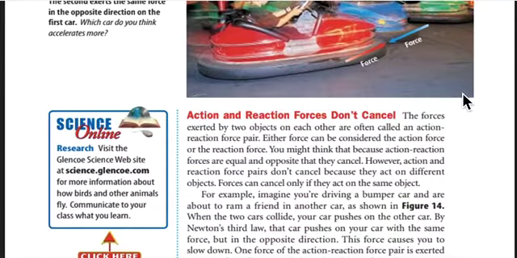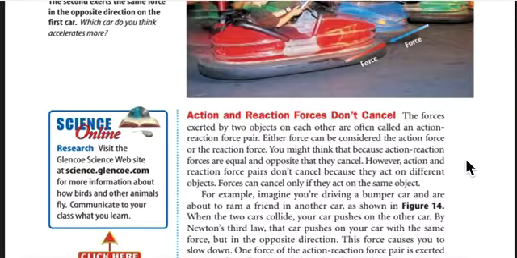Action-reaction forces don't cancel. The forces exerted by two objects on each other are often called an action-reaction force pair. Either force can be considered the action force or the reaction force. You might think that because action-reaction forces are equal and opposite, they cancel. However, action-reaction force pairs don't cancel because they act on different objects. Forces can cancel only if they act on the same object.